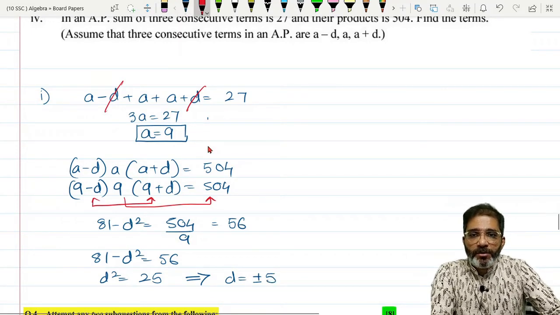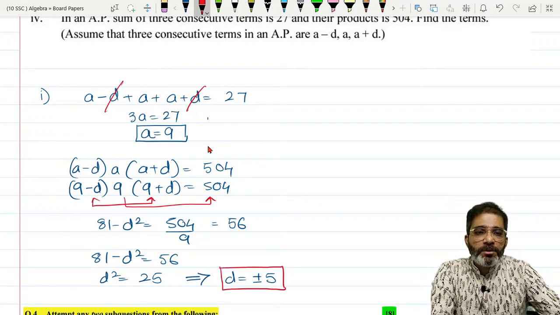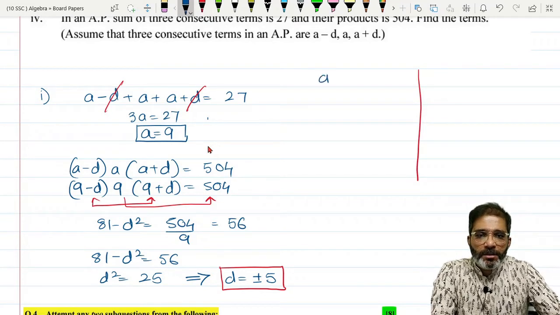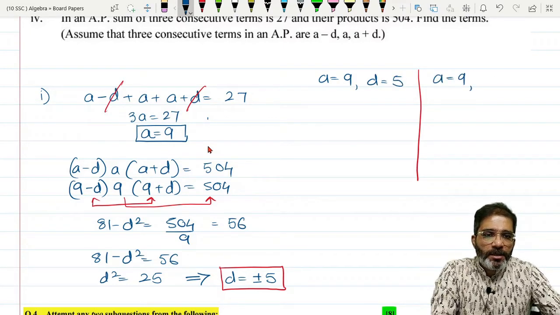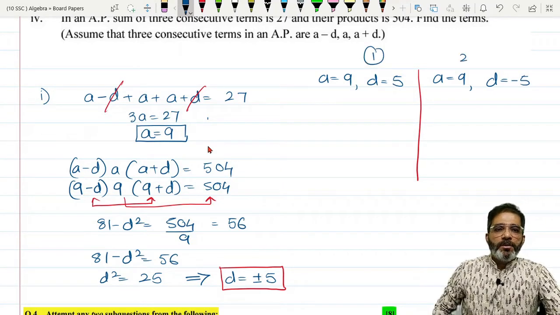Yes, students, we have to remember this is plus 5 as well as minus 5. So what value to take? We have to take both the values, which means A is 9 and D is 5, or A is 9 and D is minus 5. Okay, so we have to take both the conditions.